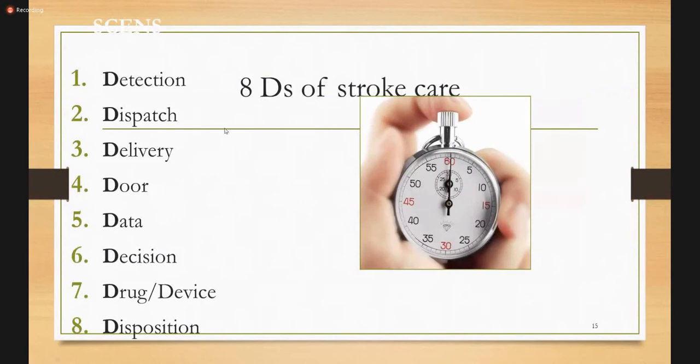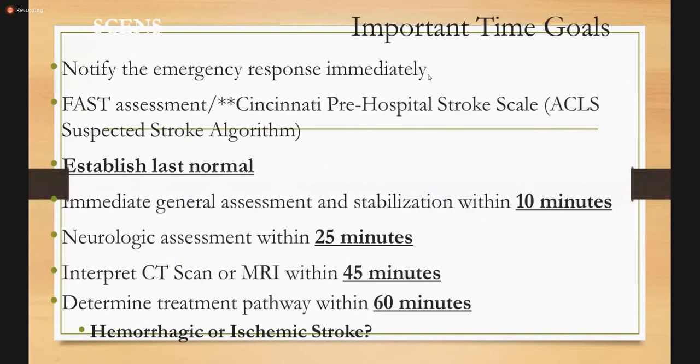Now, when a patient comes to us, we have to remember the important 8 D's for a stroke. Detect the stroke, whether it is intracerebral hemorrhage, hemorrhagic stroke, or ischemic stroke. Dispatch and deliver the patient urgently. Go to door, data and decision time for the management. Decide what type of management and what drug you will prescribe to the patient. Notify the emergency response immediately.